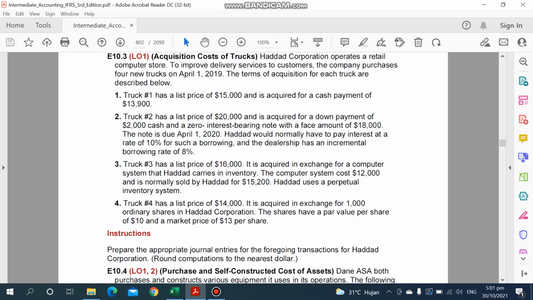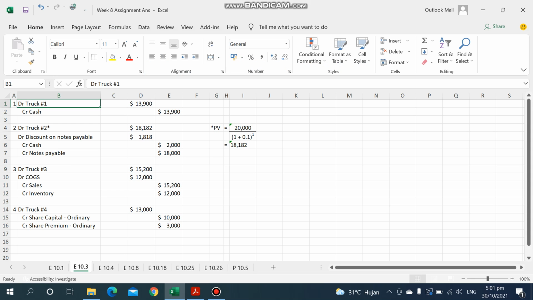So truck number 1 has a list price of 15,000 and is acquired for a cash payment of 13,900. So which one should we record? Of course, it is the one that we pay, not the list price, because the list price is not happening in our transaction. So for the first one, it is debit truck number 1, credit cash 13,900.